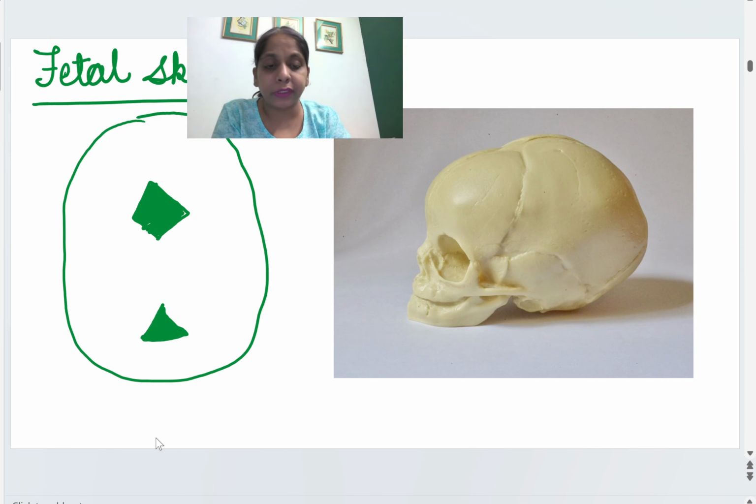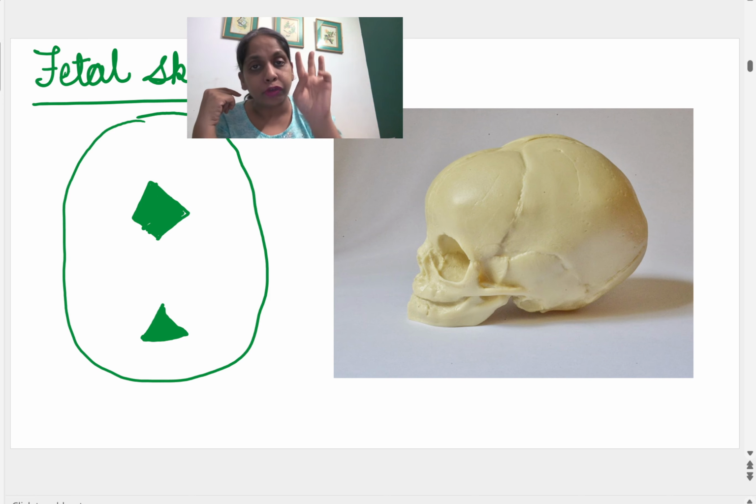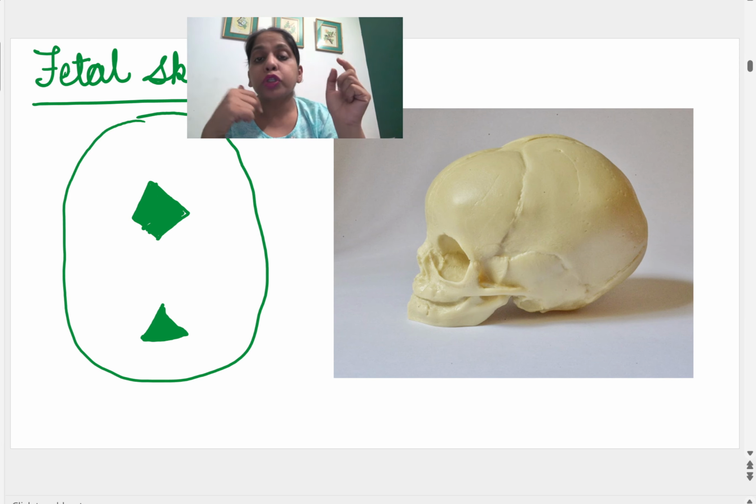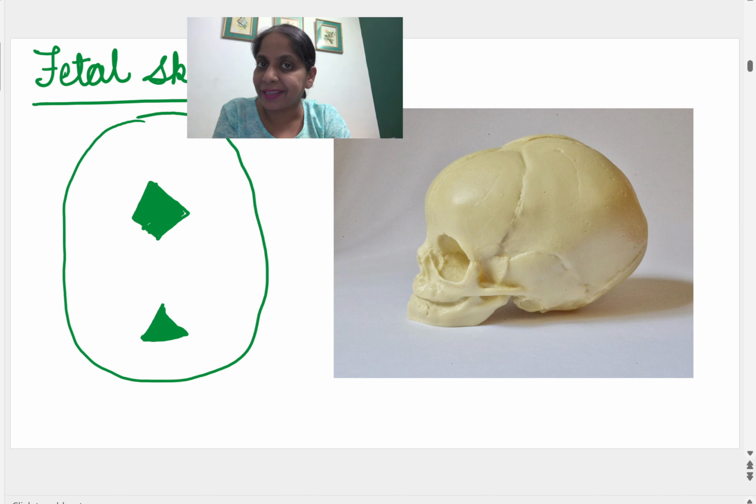So now, after doing the maternal pelvis, we will be doing the fetal skull. You all know that the fetal skull has two fontanelles, the anterior fontanelle and the posterior fontanelle. In the starting only I am telling you, the anterior fontanelle is quadrangular in shape, and the posterior fontanelle is triangular in shape. Because the anterior fontanelle is between four bones, two frontal and two parietal, and the posterior fontanelle is between three bones, one occiput and two parietal. So the anterior fontanelle is quadrangular and the posterior fontanelle is triangular. Okay.